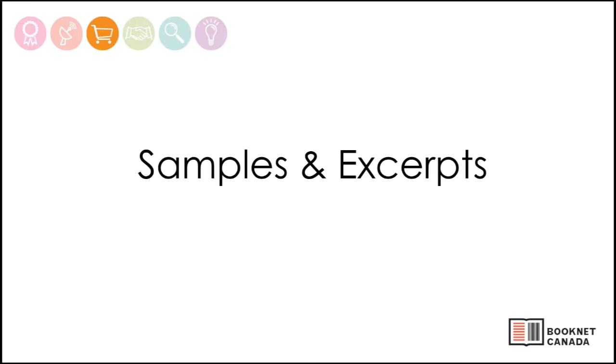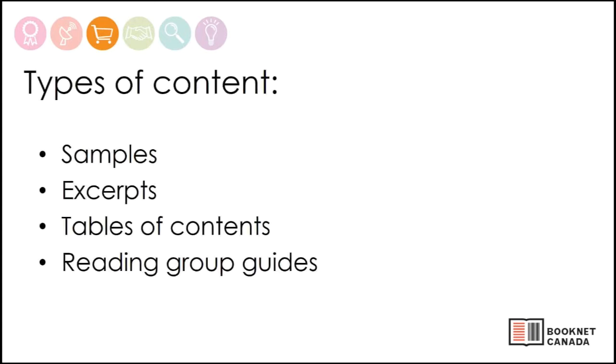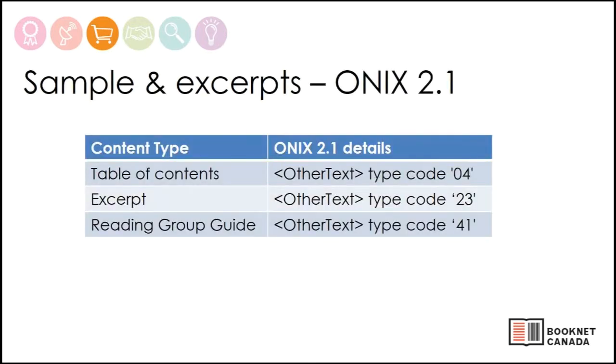So if you've been following our newsletters, you've likely seen that we've been talking a little bit about samples and excerpts. This is a feature that we're developing right now, and it is planned for release in the spring. There are some types of content that we're looking for: samples, excerpts, tables of contents, reading group guides. These are some of the pieces that we're going to start with. We know that people may have more types. Let us know what you're interested in us supporting, and we'll see what else we can add to this content.